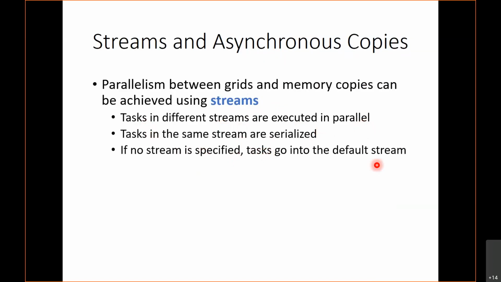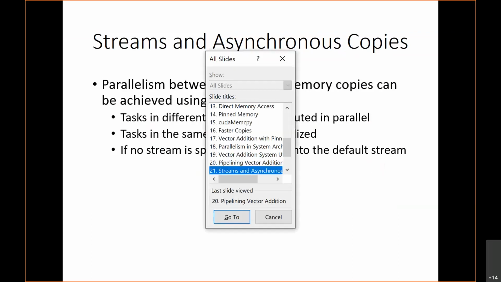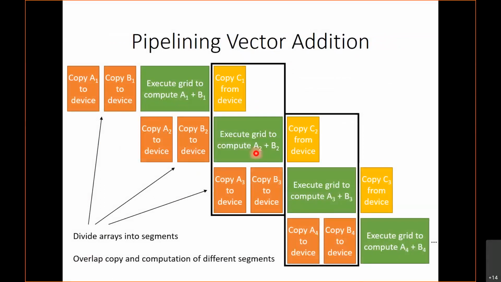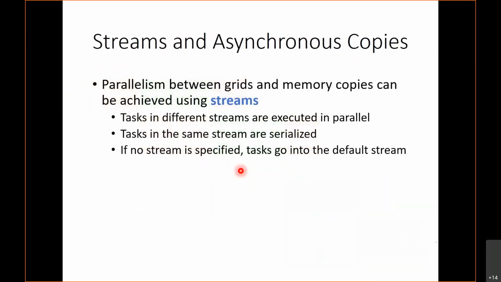If I call multiple cudaMemcpy calls and multiple kernels, all of these will go in the same stream and they will be serialized. If I want different cudaMemcpy calls and different kernels to execute in parallel, for example, on the previous slide, if I want this cudaMemcpy back to execute in parallel with this grid, and in parallel with this cudaMemcpy to the device, these need to be put in different streams. By default, if I just call them without specifying a stream, they all go into the same stream, so they will be serialized.